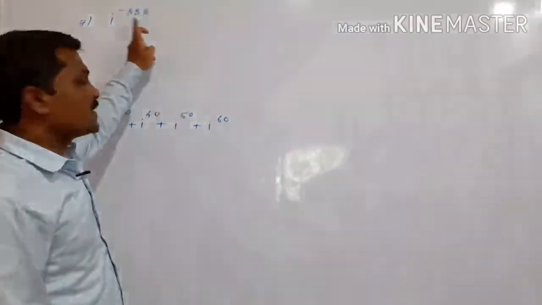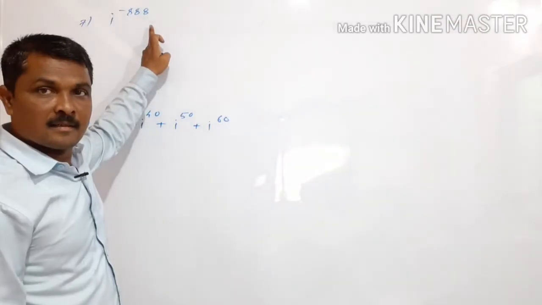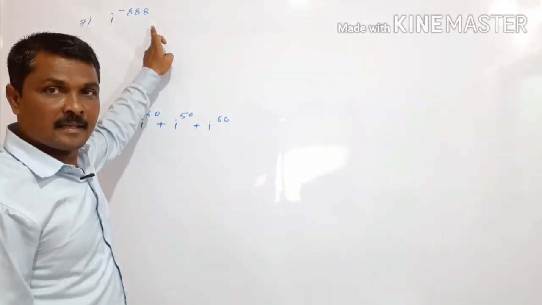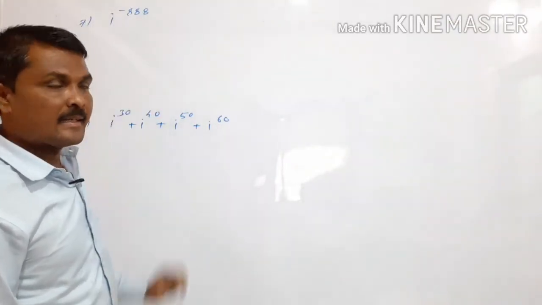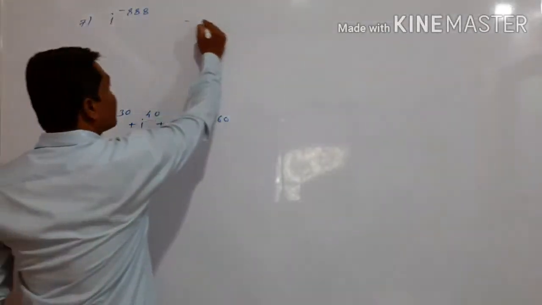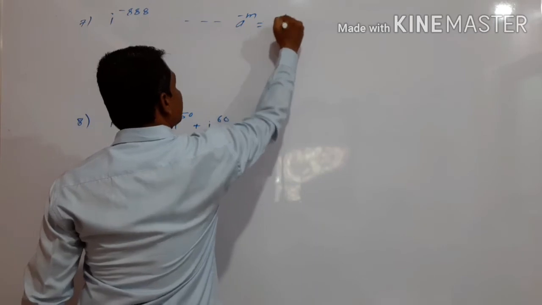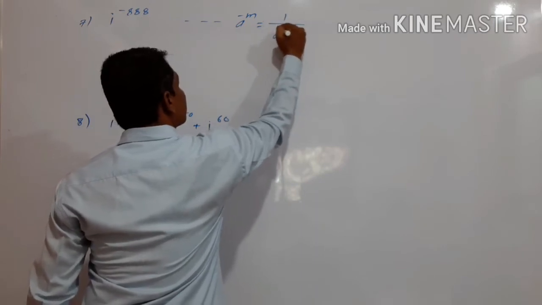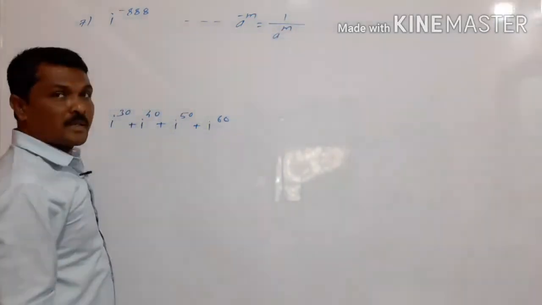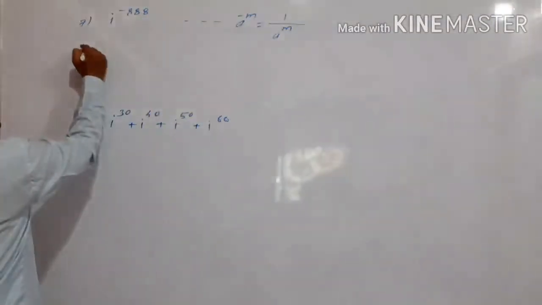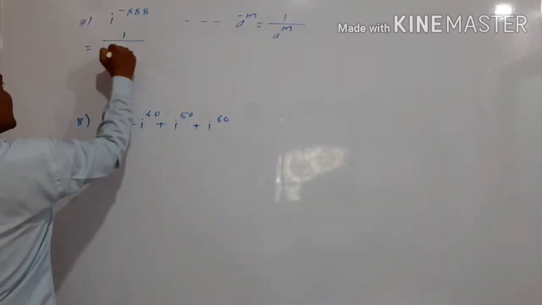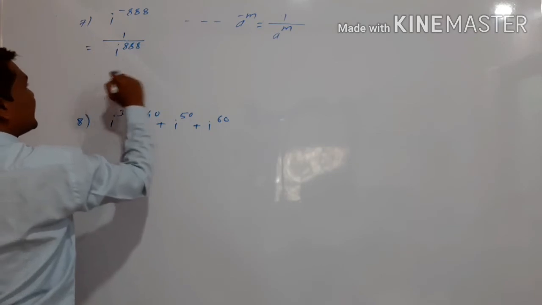7, I raised to -888, that is 888. First, laws of indices: A raised to -m gives us 1 upon A raised to m, that is equal to 1 upon I raised to 888.